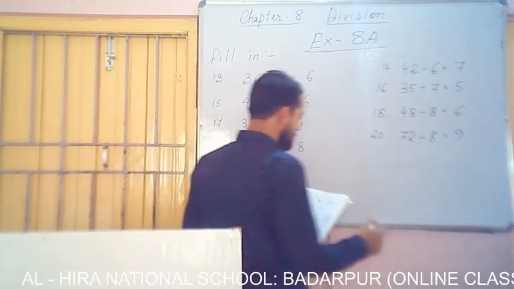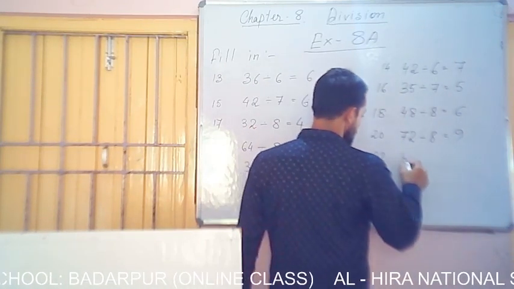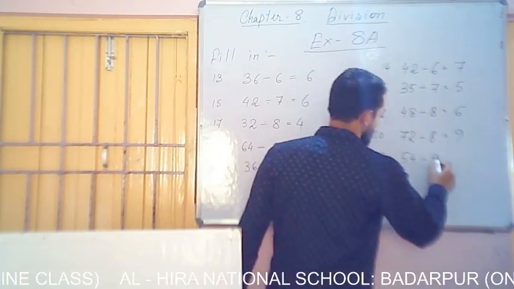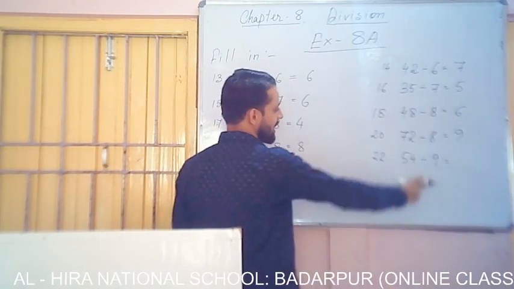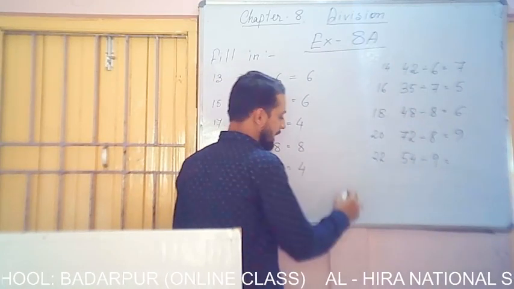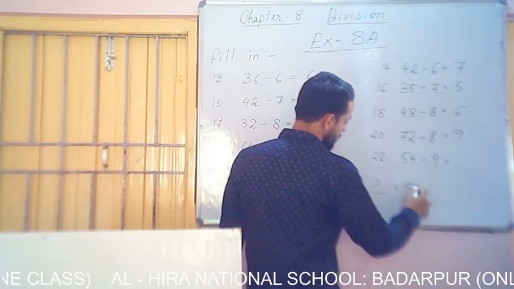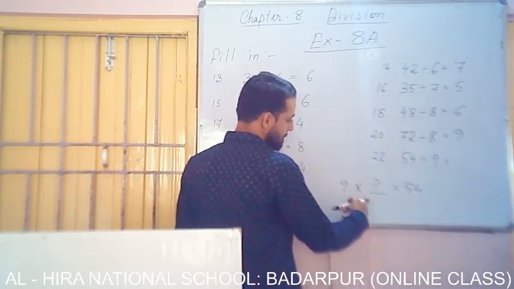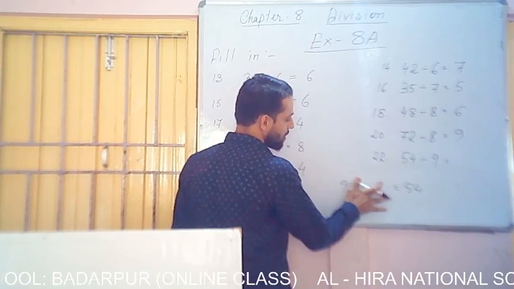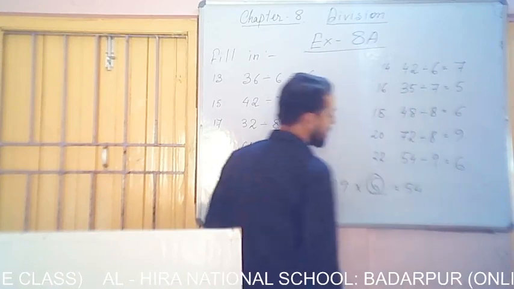Now question number 22. Question number 22 is 54 divided by 9. So again here we have to follow the 9 multiplication table. If we go through the 9 table, we will get 9 multiplied by question mark equals 54. So 9 multiplied by what equals 54? Instead of the question mark, we'll get here 6. So this 6 we have to write here.